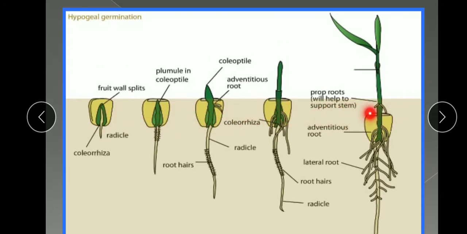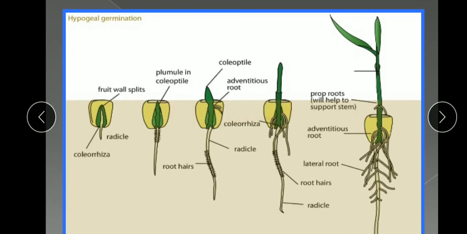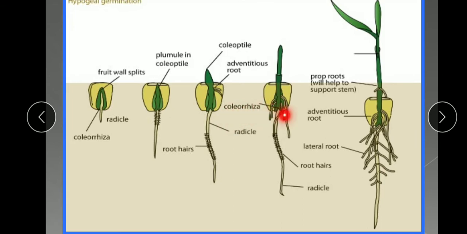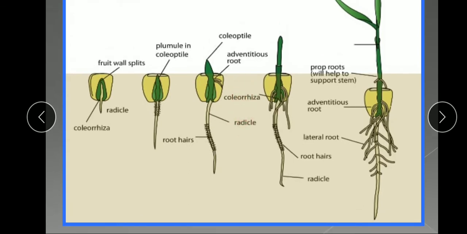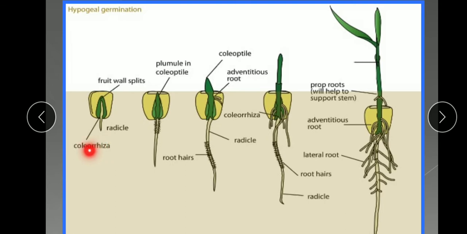For the development, the cotyledon is utilized by the embryo, and the cotyledons never come above the soil. So here the epicotyl elongates. You can see here, this is the maize seed, and this seed absorbs water and swells, and the radicle begins to emerge by penetrating the coleorhiza.